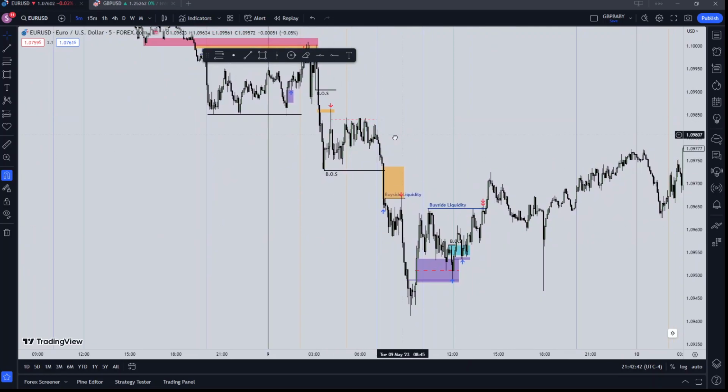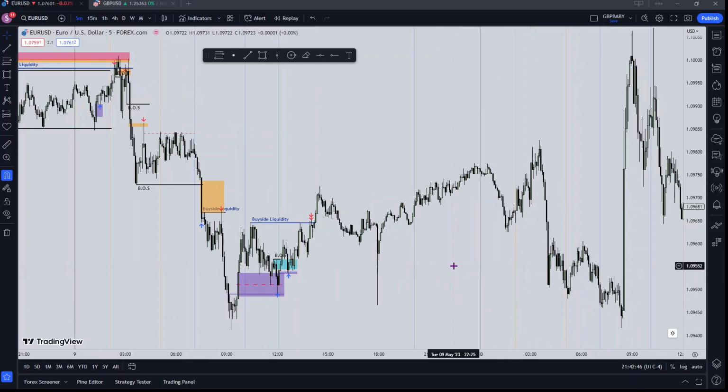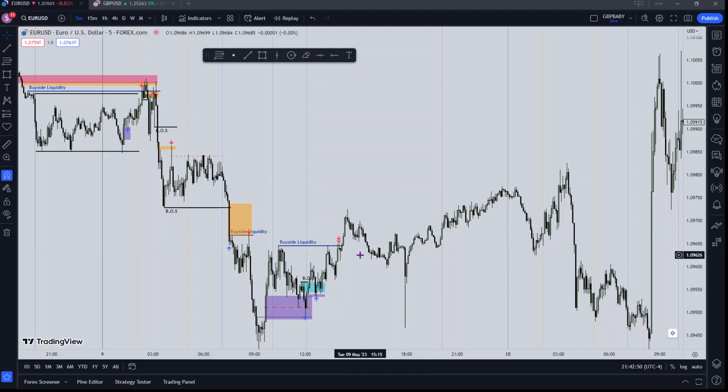Beautiful relative equal highs up here. I can imagine price wants to attack that. Yes, of course. Right, so we're at 28 minutes now, so I'm going to stop here.